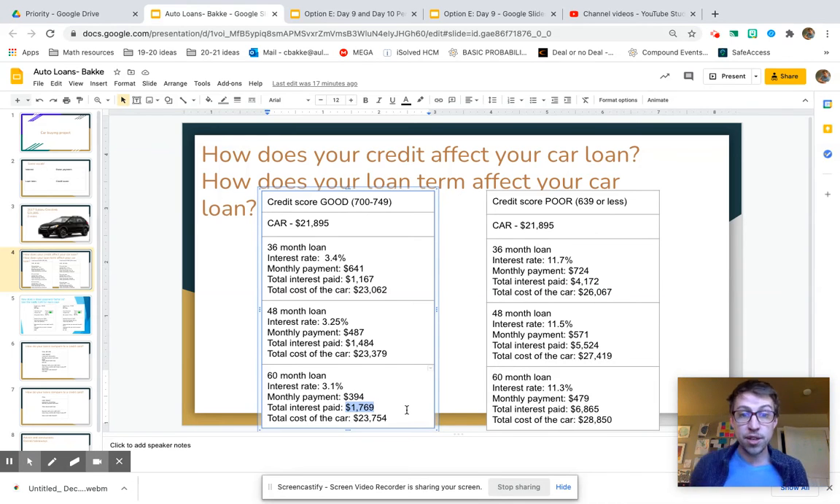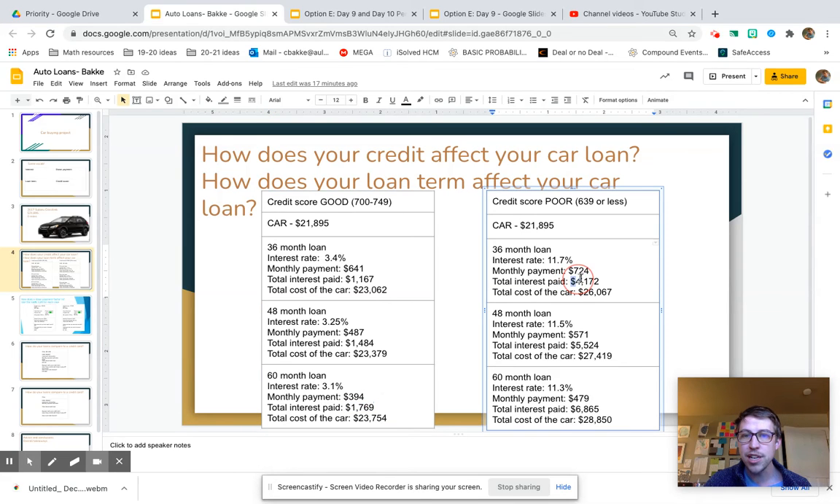Go ahead and pause this video, or go ahead and grab now how much interest you paid for 36 months in good credit and then 60 months with good credit. And then while we're here, go ahead and grab how much interest you paid with bad credit for 36 months. For me, that's 4,172. And go ahead and grab how much interest you paid in 60 months. For me, that is 6,865.